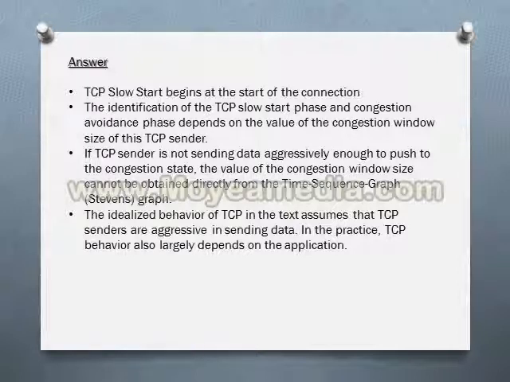TCP slow start begins at the start of the connection. The identification of the TCP slow start phase and congestion avoidance phase depends on the value of the congestion window size of this TCP sender. If the TCP sender is not sending data aggressively enough to push the congestion state, the value of the congestion window size cannot be obtained directly from the time sequence graph. The idealized behavior of TCP in the text assumes that the TCP senders are aggressive in sending data. In practice, TCP behavior also largely depends on the application.